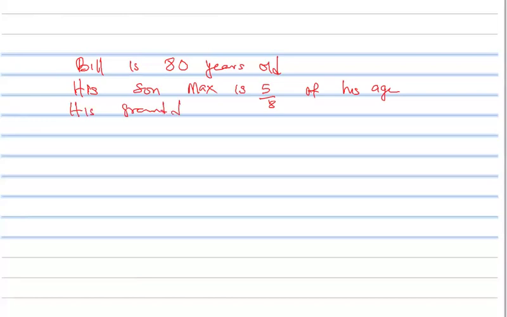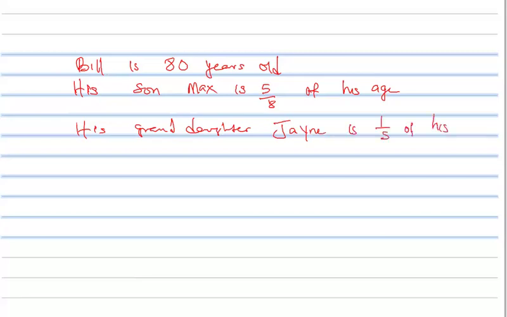So this one. Bill is 80 years old. His son, Max, is 5/8 of his age. His granddaughter, Jane, is 1/5 of his age.